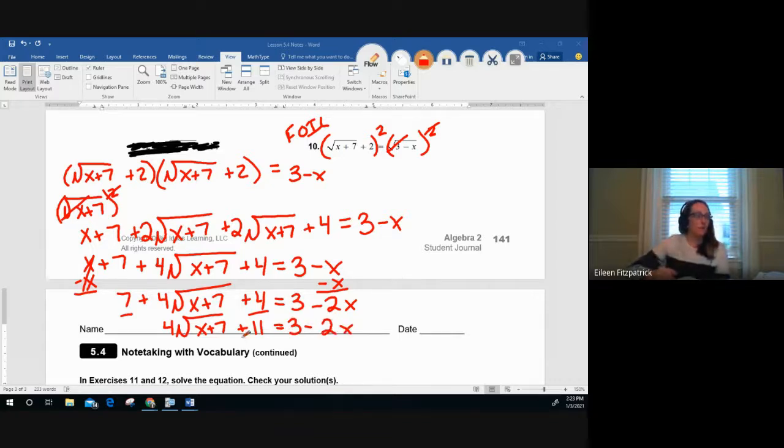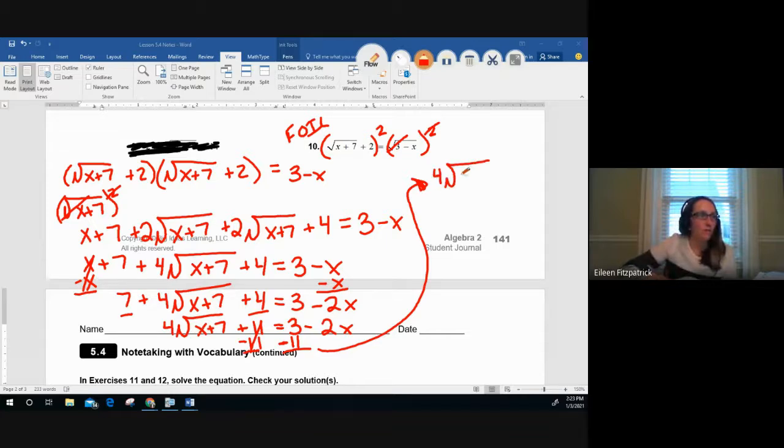All right, then I'm going to subtract the 11 from both sides because I have a 3 over here that I can combine with. Oh, I'm getting too low. All right, so on the left-hand side, I'm simply left with a 4 root x plus 7. And on the right-hand side, I'm left with a negative, why can't I do math in my head? 8, 9, 10, 11, negative 8.